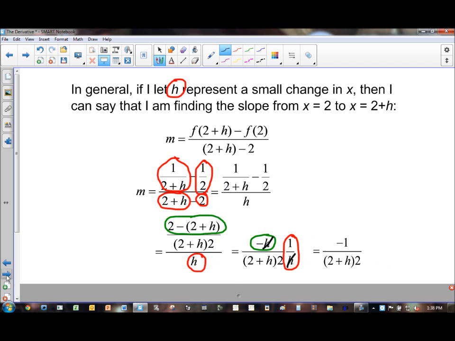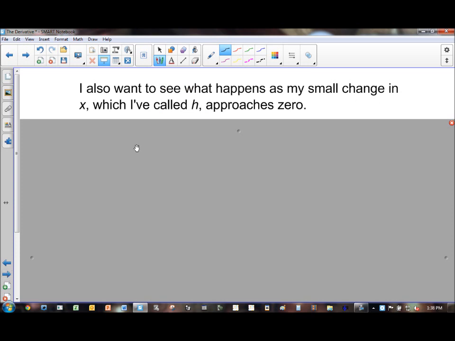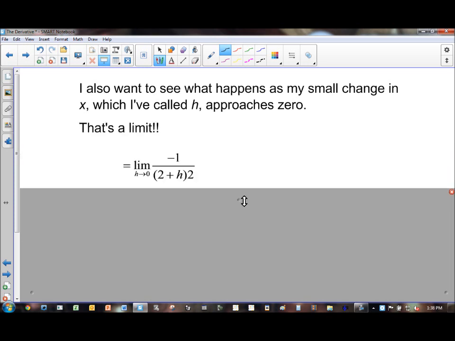All right? So that is the slope in terms of h, where h is the distance between the two x's. All right, but what I want to do is I want to make that h get smaller and smaller. I want those two x's to be closer and closer together until eventually the space between those two x's is 0, and I can find the slope of a tangent at 1 point instead of the slope between 2 points. Well, that's called a limit. So we're going to take the limit as h, the space between the x's, approaches 0. That's what I ended up with on the last slide.